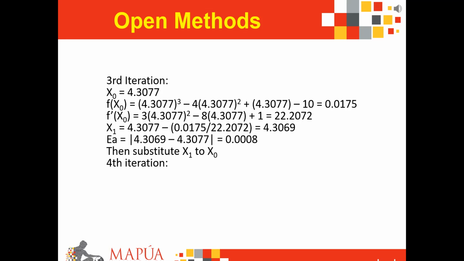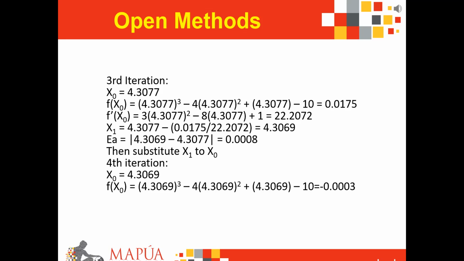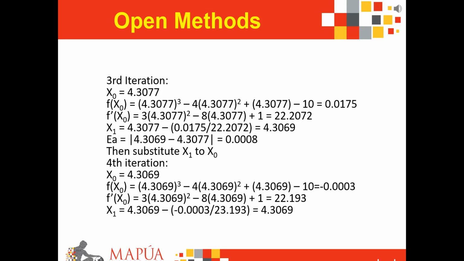So on the next iteration, we ended up with an x0 value of 4.3069. Substituting that to your function gives us this solution with a value of -0.0003. Substituting that to your first derivative gives us this solution with a value of 22.193. Thus, you end up with a solution for your x1 to be like this, with a value again of 4.3069. And at this point, our absolute error is now satisfied. Hence, we could now terminate the process.